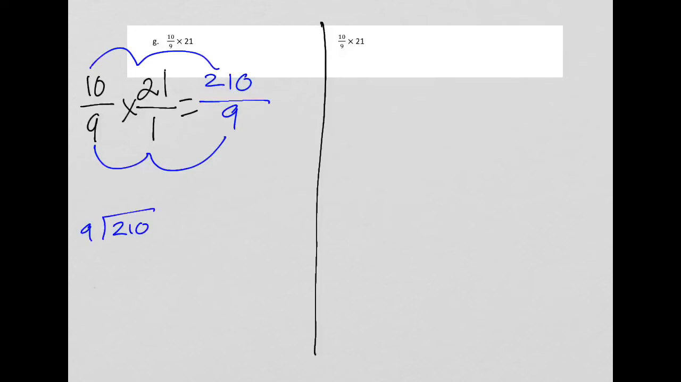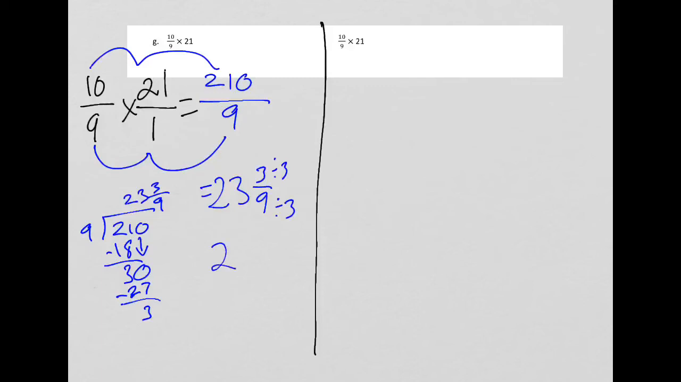210 divided by 9. 9 goes into 21 2 times with a 3 remainder. 9 goes into 30 3 times with a 3 remainder. So I get 23 and 3 ninths, which I think I can simplify one more time. Let's see, 23 and 3 ninths. 3 and 9 can be divided by 3. So I get 23 and 1/3 as my final answer over here.